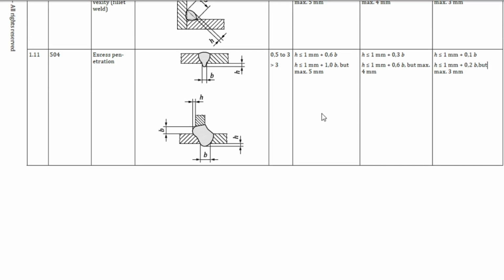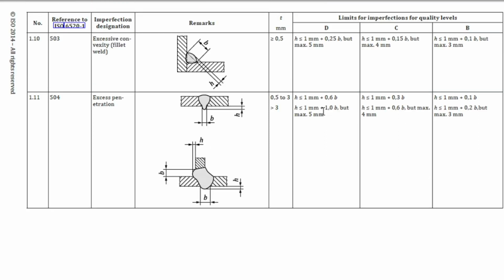If the thickness is greater than 3 mm, what is the acceptable criteria? For quality level D, height is less than or equal to 1 mm plus 1.0 b, but maximum 5 mm. For quality level C, height is less than or equal to 1 mm plus 0.6 b, but maximum is 4 mm. For quality level B, height is less than or equal to 1 mm plus 0.2 b, but maximum is 3 mm. So these are the acceptable criteria for excess penetration.